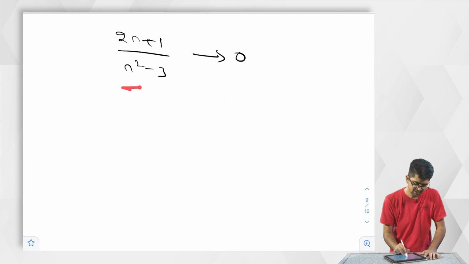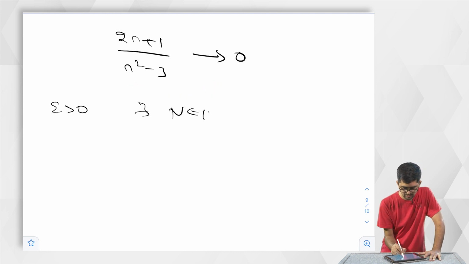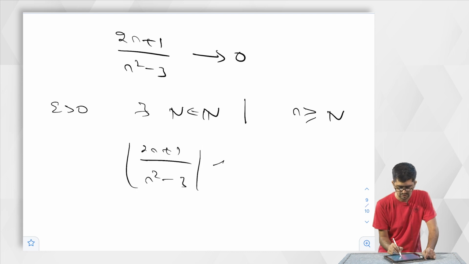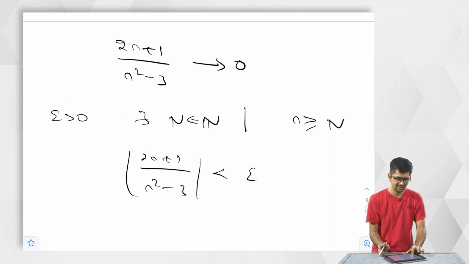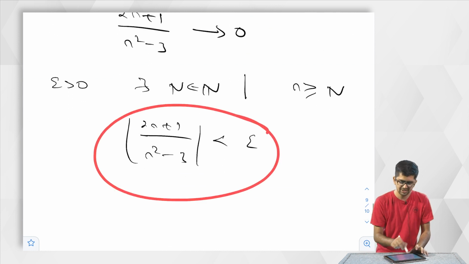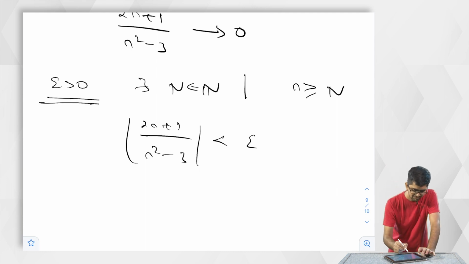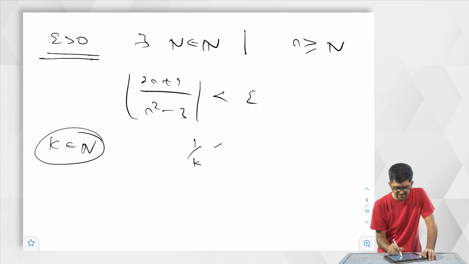To check the convergence, what we need to do is the following: given epsilon positive, there is an N belonging to the naturals such that whenever n is greater than or equal to N, (2n+1)/(n²−3) is less than epsilon. Now, one good thing that we have done before is we have tried to see the bound. One can use this bound in this situation. How? We know before, by the Archimedean property, that given epsilon positive, there is an element k belonging to the naturals such that 1/k is less than epsilon.